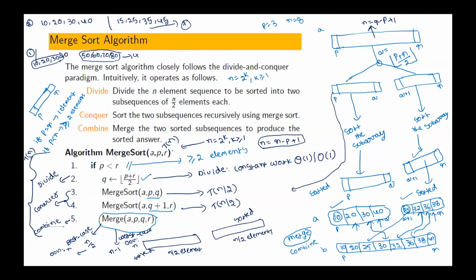Best case number of comparisons is N by 2. Worst case number of comparisons is N minus 1. But both have the same order of growth. Best case order of growth is the same as worst case order of growth, which means automatically the average case is also like that only. So there is no point in talking explicitly about worst case, best case, and average case in case of merge sort. That's why textbooks don't mention that.